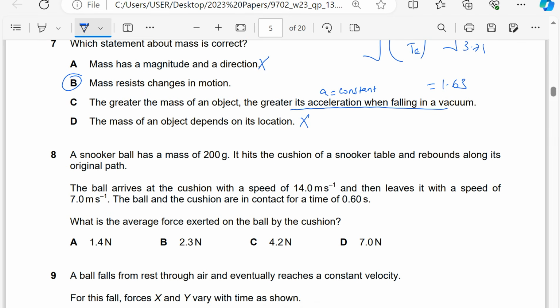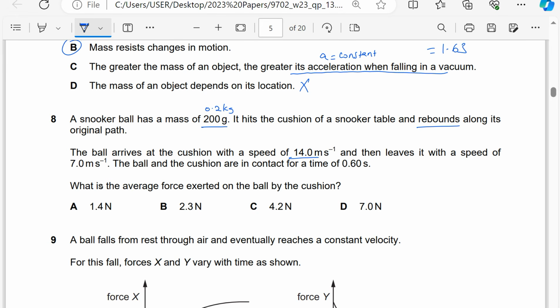A snooker ball has a mass of 200 grams, which is 0.2 kilograms. It hits the cushion of a snooker table and rebounds. That means it moves in the opposite direction. The ball arrives at the cushion with a speed of 14 meters per second and then leaves it with a speed of 7 meters per second. The ball and the cushion are in contact for a time of 0.6. What is the average force exerted on the ball by the cushion?